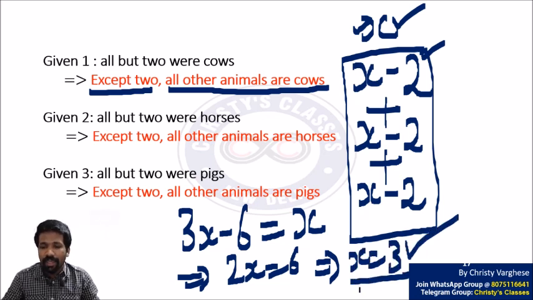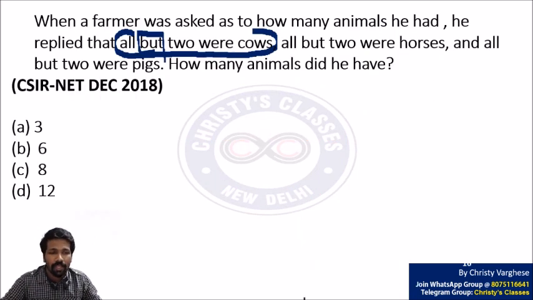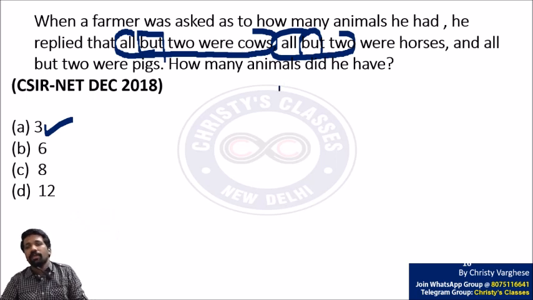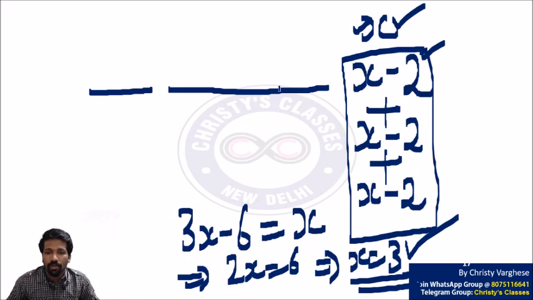So option A, 3, is the answer. Total 3 animals only are there. As I told, all but 2 is very important. If x animals are there, 2 animals are not horses. All other animals, x minus 2 animals, are horses.